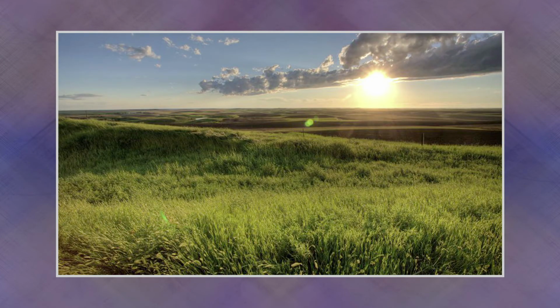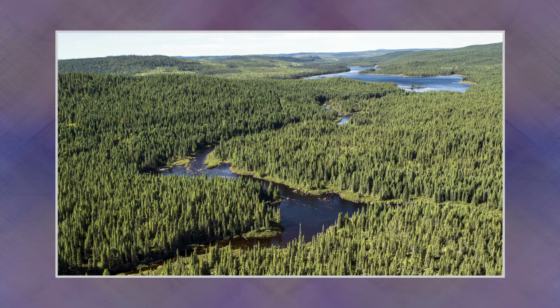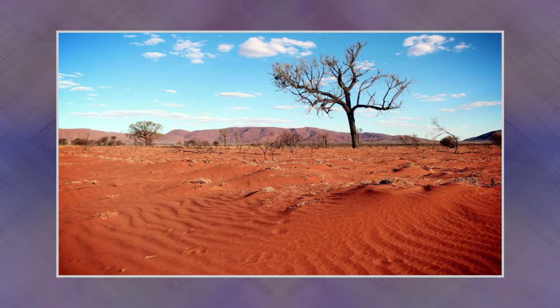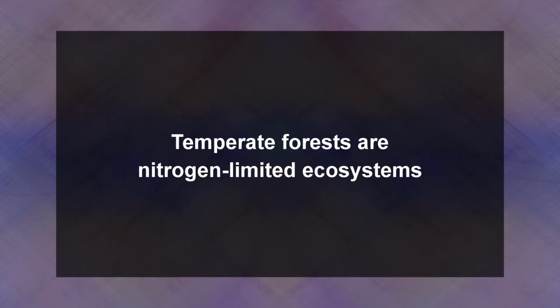NPP in most ecosystems responds most strongly to a particular resource, for example, to water in deserts, grasslands, and arid shrublands, to nitrogen in tundra, boreal forests, and temperate forests, and to phosphorus in tropical wet and dry forests. Thus, as a first approximation, deserts are water-limited ecosystems and temperate forests are nitrogen-limited ecosystems.